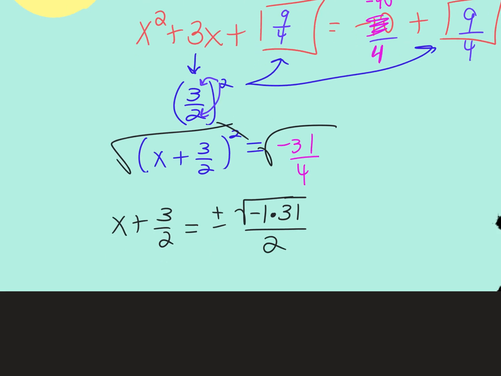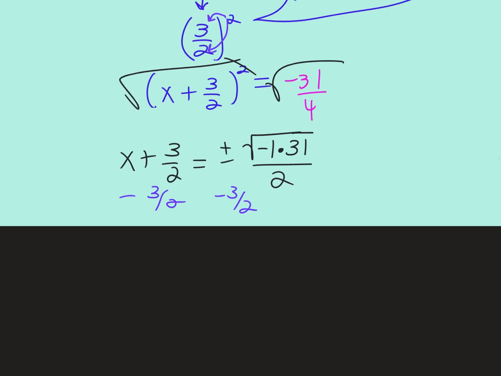I need to get x all by itself. So what do I do? Subtract 3 over 2. Wonderful. What you do to one side, you do to the other. So this ends up with x equals negative 3 over 2 plus or minus what? I. Where'd that I come from, Brady? Good. I square root of 31 over 2.